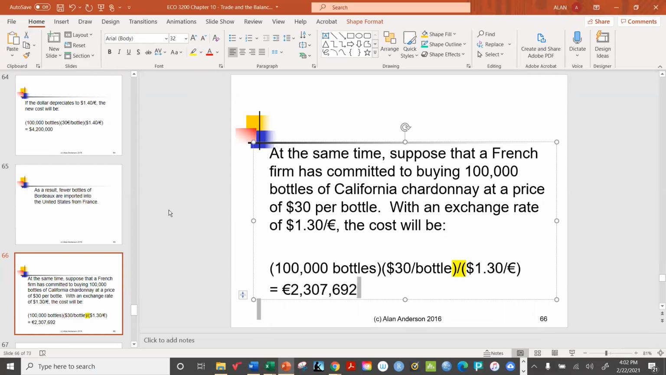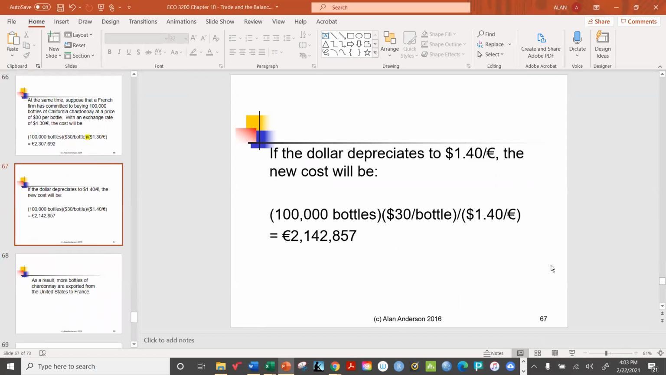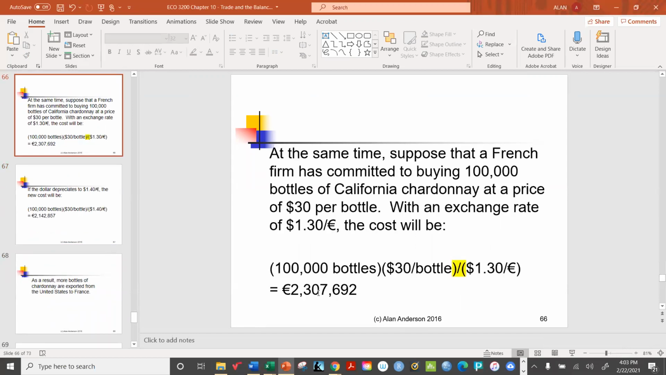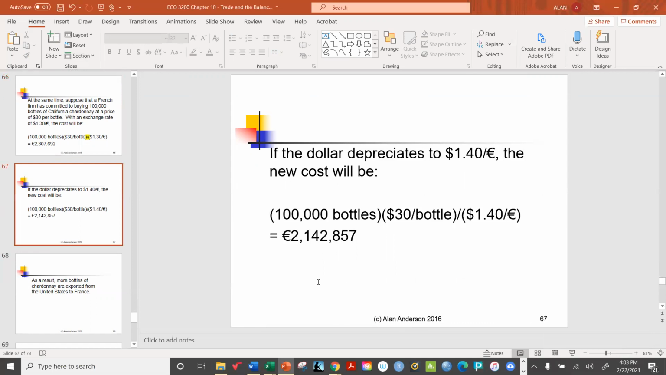So in other words, the weaker dollar will cause the cost of the Chardonnay to be cheaper in France. So let's take a look at how much the difference is. Oh, look at that. It fell by about 150,000 euros. And so therefore, people in France will buy more California Chardonnay. So two things are happening. Americans are buying less French wine. The French are buying more American wine, and it's all because of the weaker dollar.